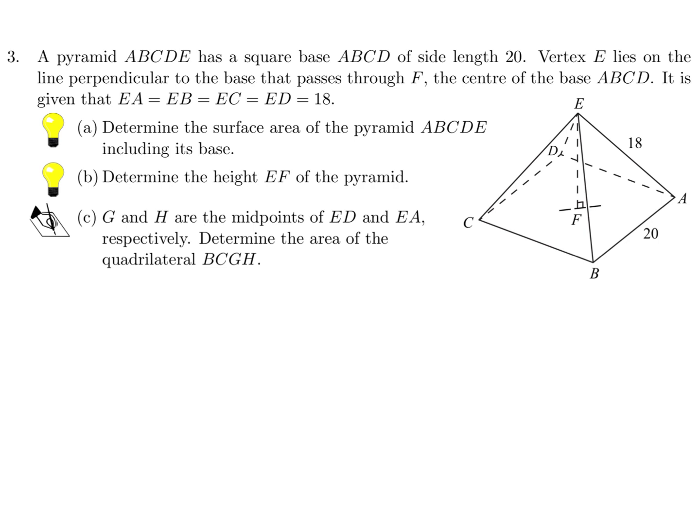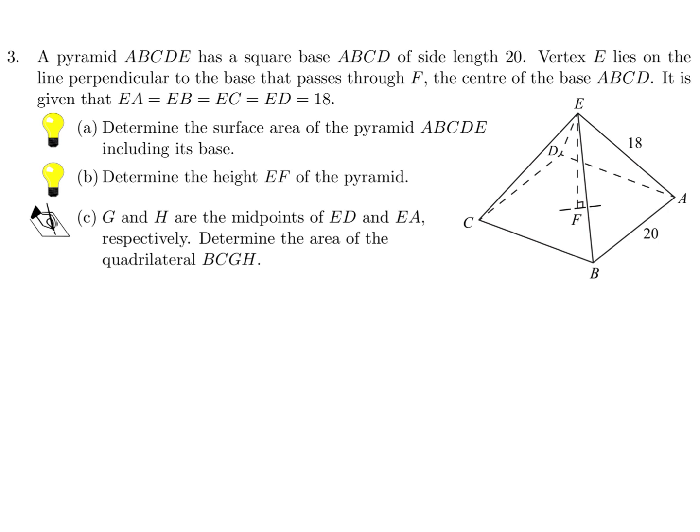A pyramid ABCDE has a square base ABCD of side length 20. Vertex E lies on the line perpendicular to the base that passes through F, the center of the base ABCD. It is given that EA is equal to EB is equal to EC is equal to ED is equal to 18. Determine the surface area of the pyramid ABCDE, including the base.